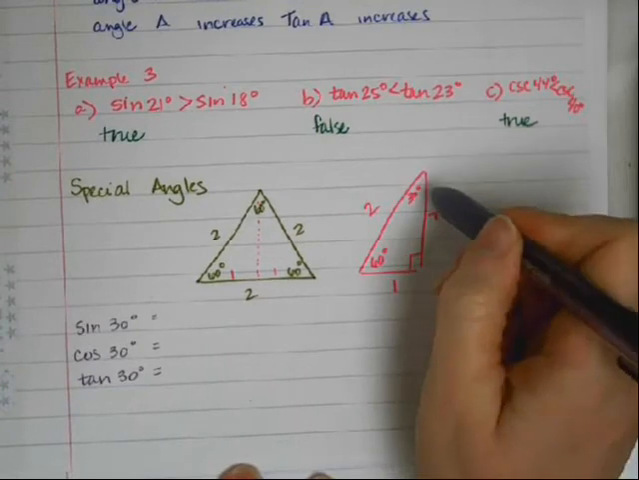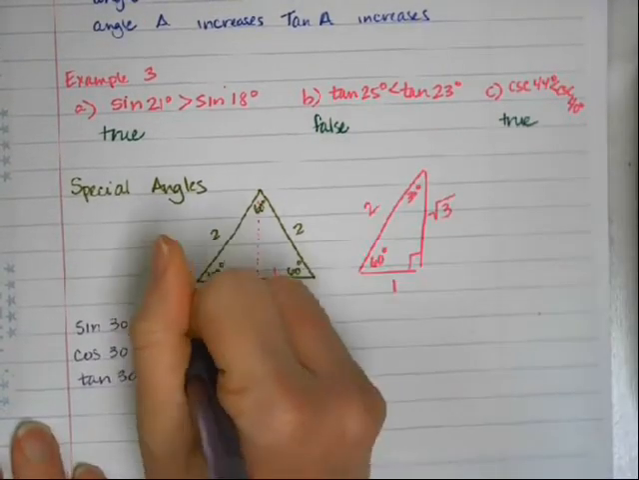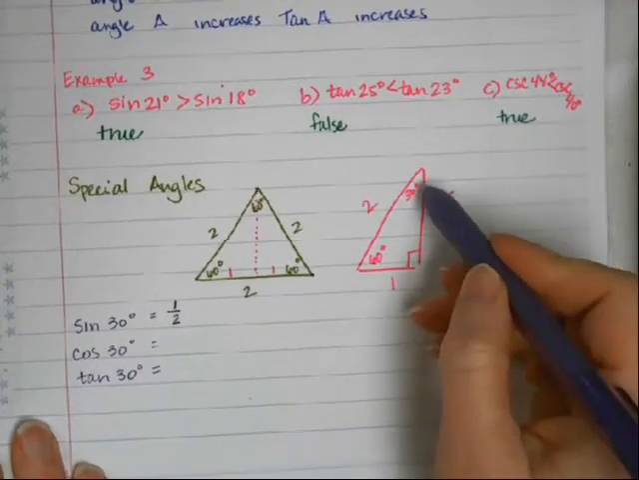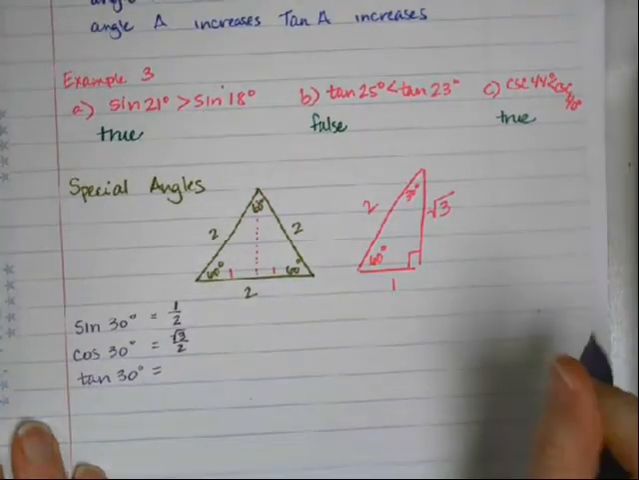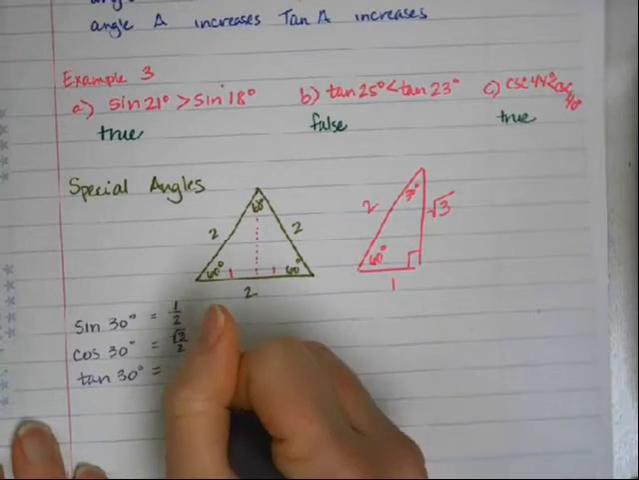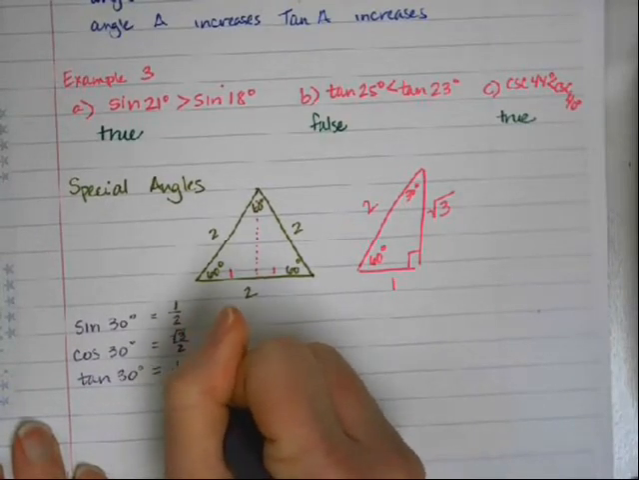If I'm standing at the 30-degree angle, sine is opposite over hypotenuse, so sine is 1/2. Cosine is adjacent over hypotenuse, so it's square root 3 over 2. Tangent is opposite over adjacent, so it's 1 over the square root of 3, which I have to rationalize.